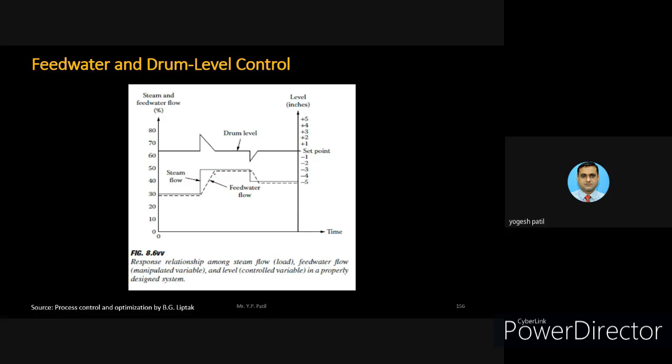From this graph, it can be clear that it is the time versus the steam and feed water flow rate. The steam and feed water flow rate is mentioned in percentage from 0 to 80 on the y-axis, and the x-axis defines the time. It can be seen that the set point is given for the water level, that is, the drum level. Here this horizontal line is the set point, but it can be seen that somewhere it rises and then linearly it decreases. Again it is constant, sometimes it reduces.